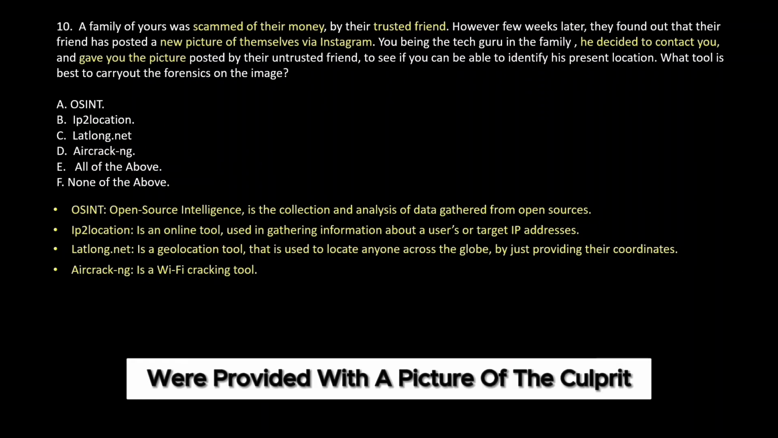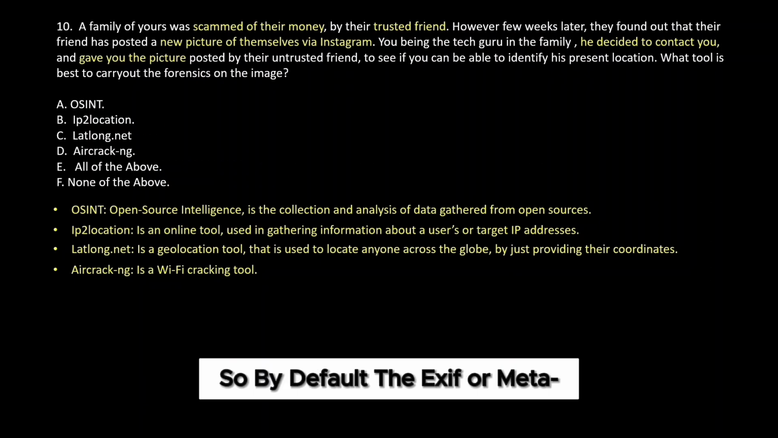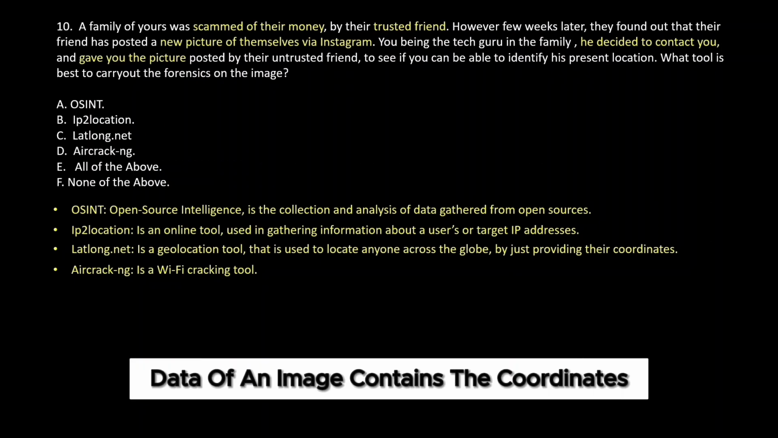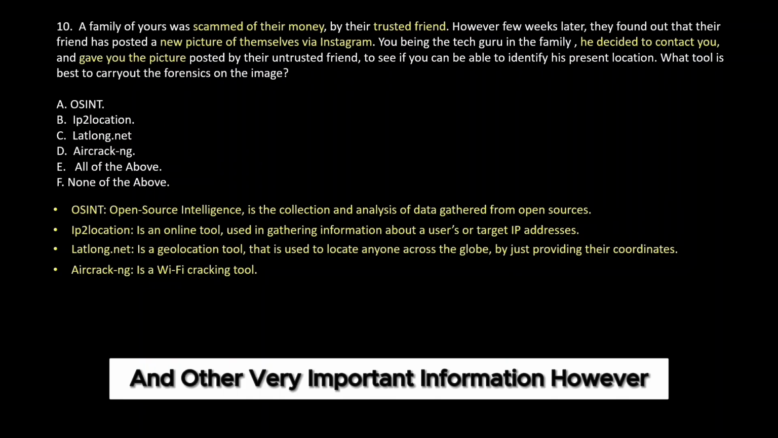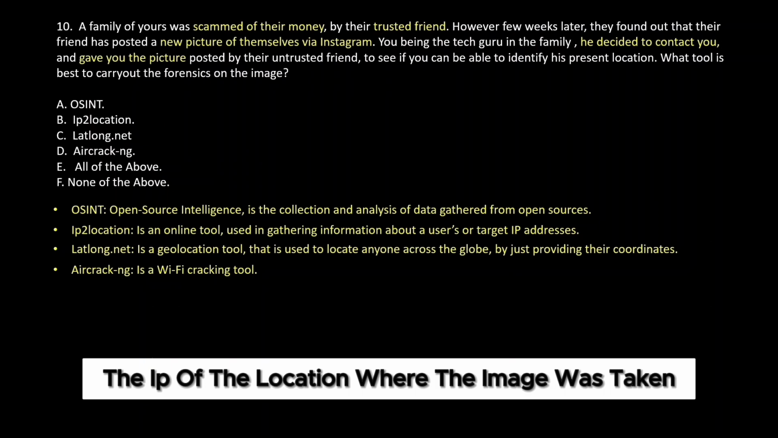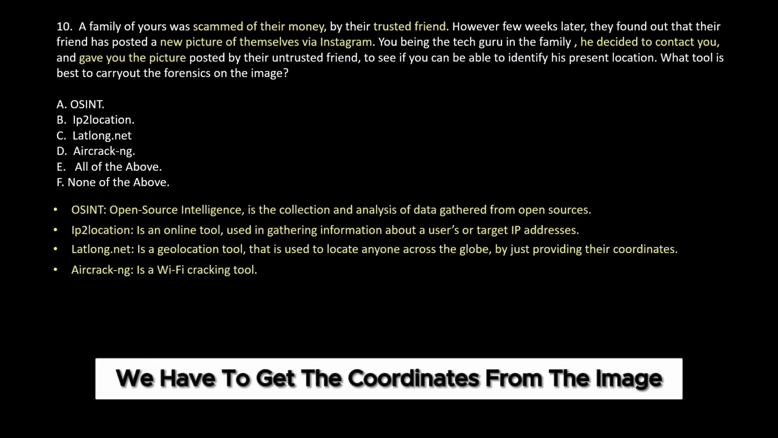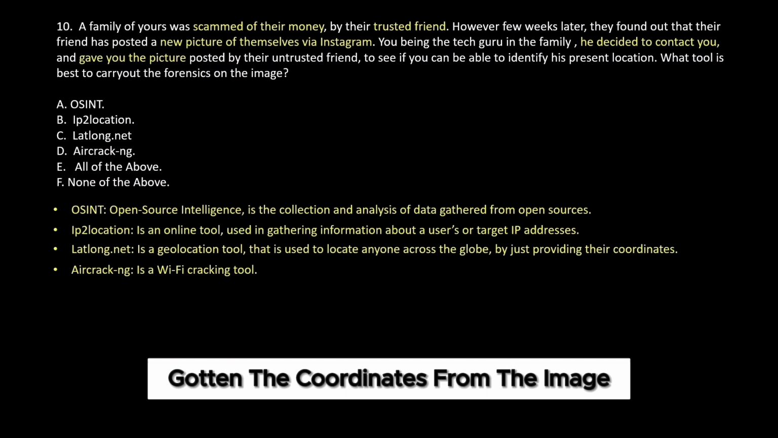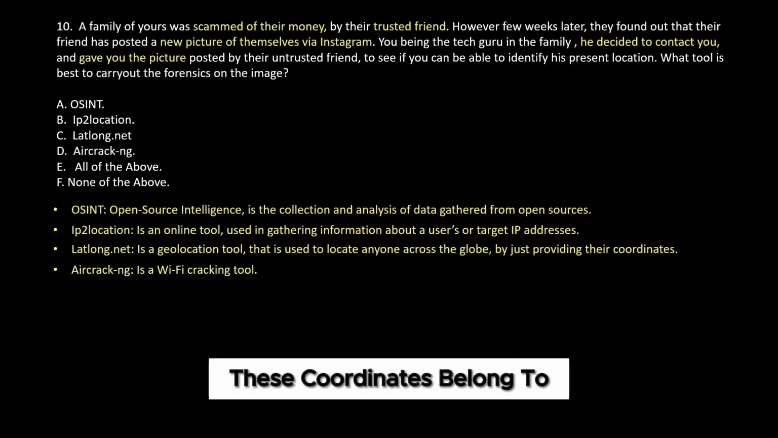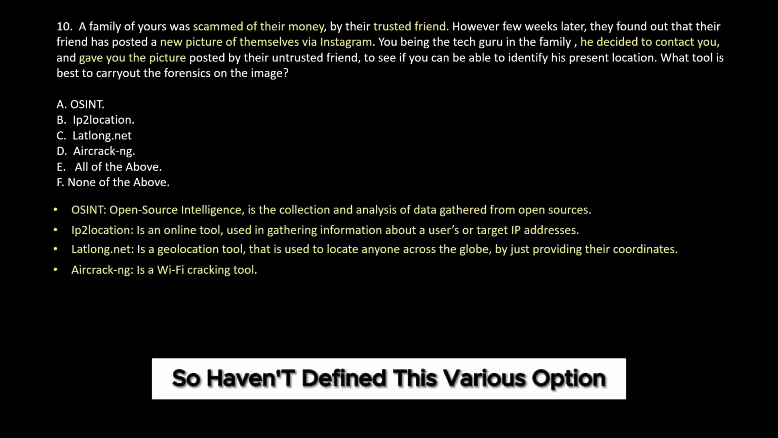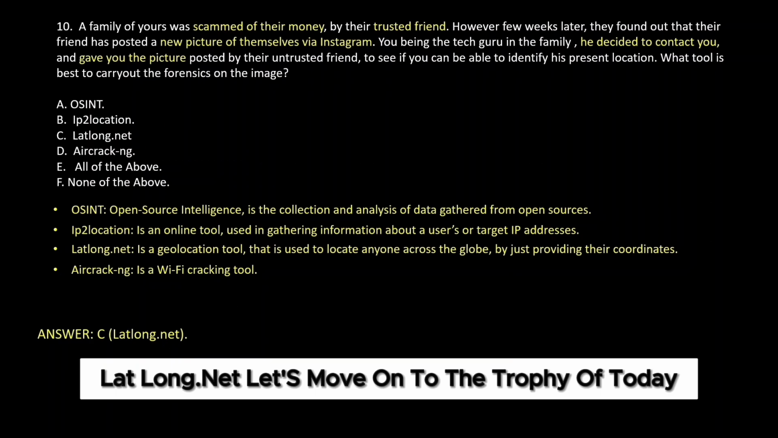Going back to the question again, we're provided with a picture of the culprit and we're asked to determine their location. By default, the EXIF or metadata of an image contains the coordinates, the type of camera that the photo was shot with, and other very important information. However, the IP of the location where the image was taken is not embedded in the image. So to be able to get the geolocation of the culprit, we have to get the coordinates from the image. After we have gotten the coordinates, we can go to latlong.net, input these coordinates, and it's going to locate what part of the map those coordinates belong to. So having defined these various options, the correct answer to this question is option C, latlong.net.